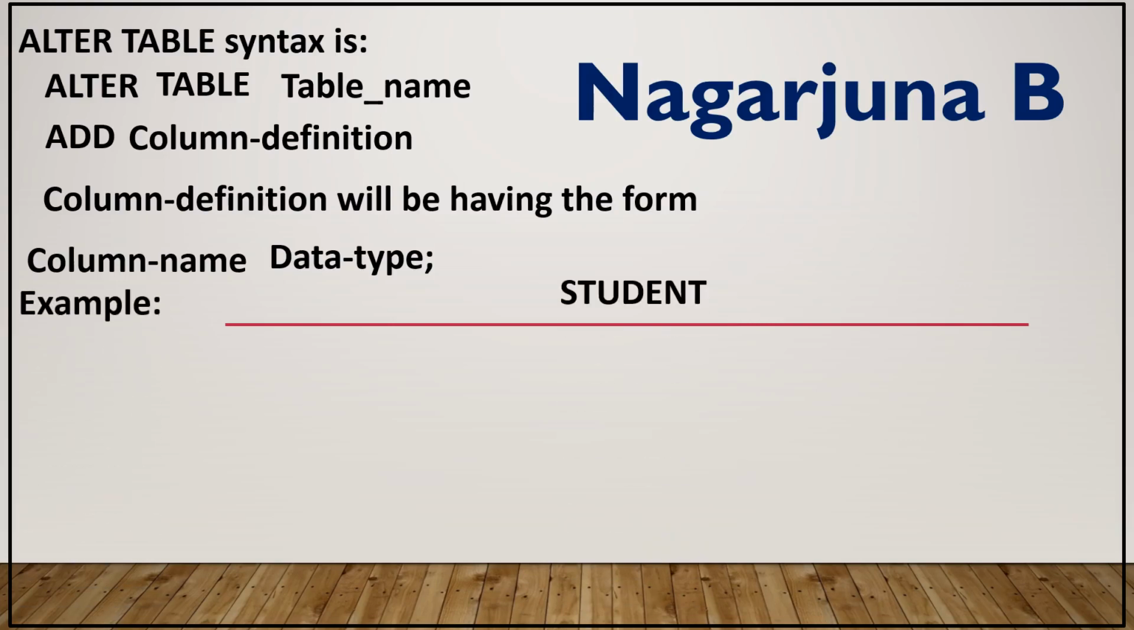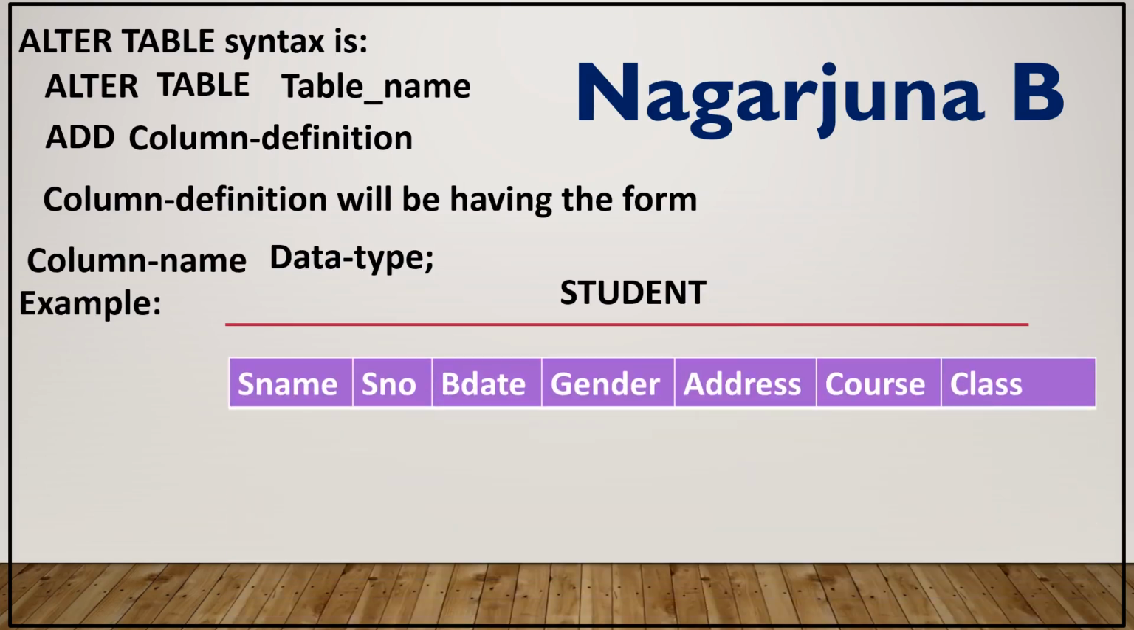we shall consider a table student, that is a relation student with the attributes SNAME, SNO, BDate, gender, address, course, class. Consider this particular relation has already been created. Now to this relation we want to add a new attribute, contact number. How that new attribute contact number can be added is by using the alter table command. So we can write as alter table, table name.